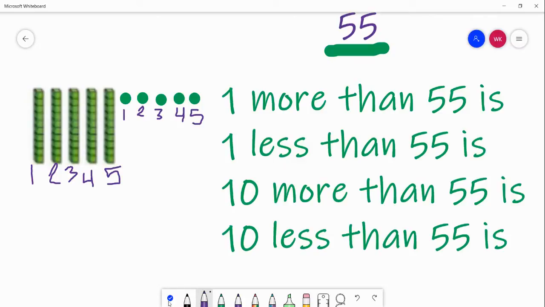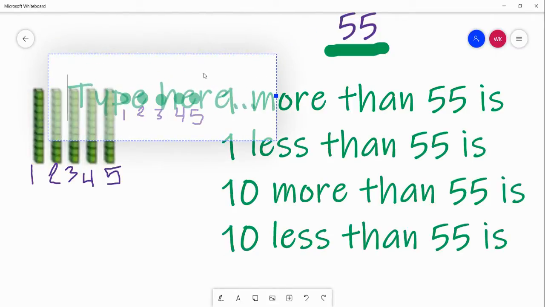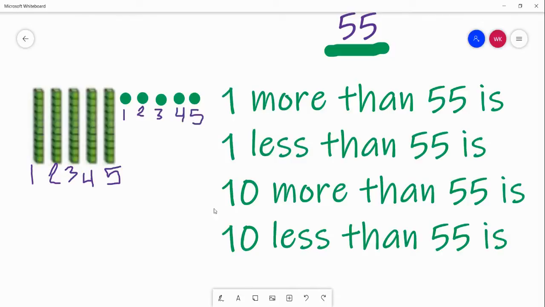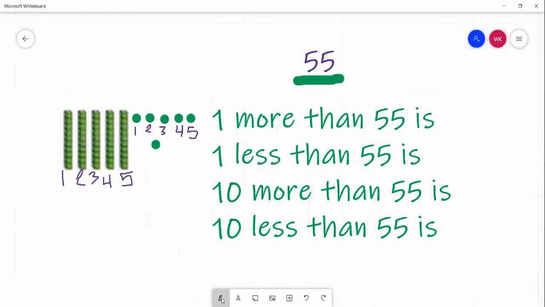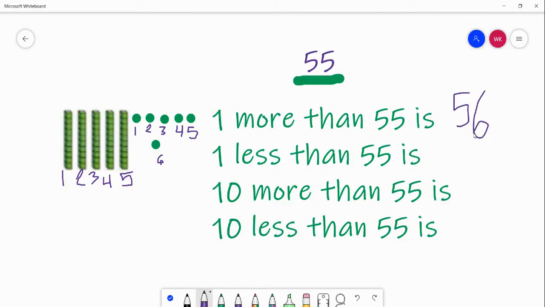So now we're trying to figure out what 1 more than 55 is. If we want to figure out what 1 more than 55 is, we are going to add 1 cube, or 1 circle that I have. So I'm going to add 1 circle here. And now we have 6 ones cubes. If you look at our visual representation, we have 50 in the tens place, and then we have 6 in the ones place. So our number is going to be 56. So 1 more than 55 is 56.